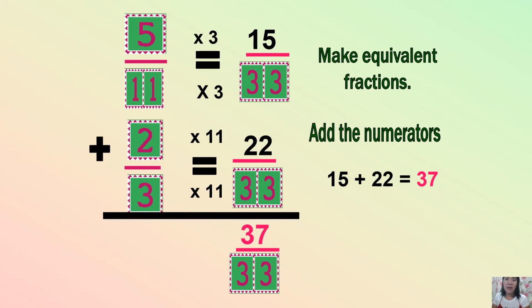Again, do the same procedure. So put the LCD 33, then come up with 15: 5 times 3 is 15, and 2 times 11 is 22. So add up. We have 37 over 33.